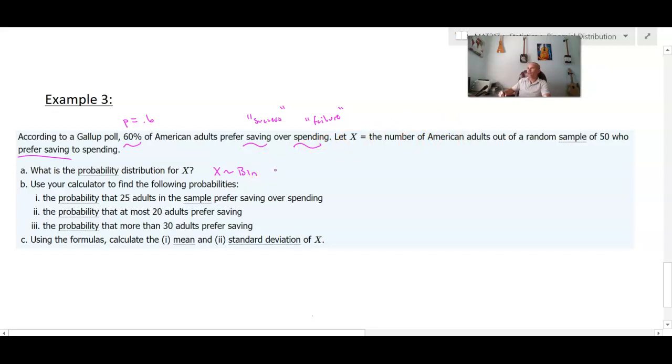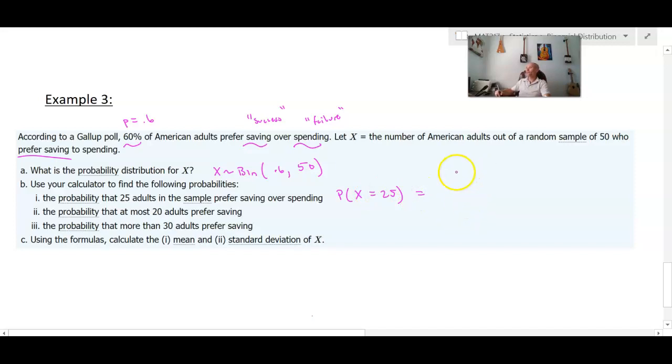Depending on what order we want to list these in, if we list P first, it would be 0.6. N is 50. Use your calculator to find the following probabilities. The probability that 25 adults in the sample prefer saving over spending. So what's the probability that X is exactly 25? So this will be, what's the probability that X is equal to 25?